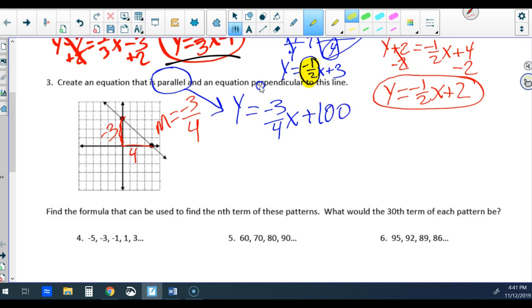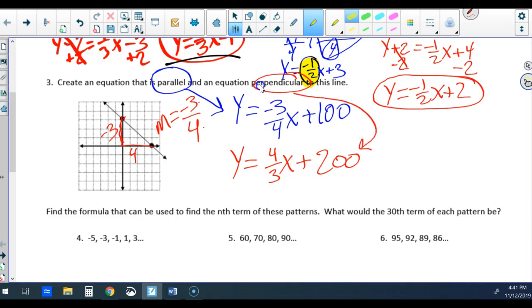The perpendicular just has to have the opposite reciprocal slope. That's a negative, I need a positive. That's 3/4, I need to flip it: 4/3 x. And again, the y-intercept makes no difference. I'm going to make that 200. That is my perpendicular line.